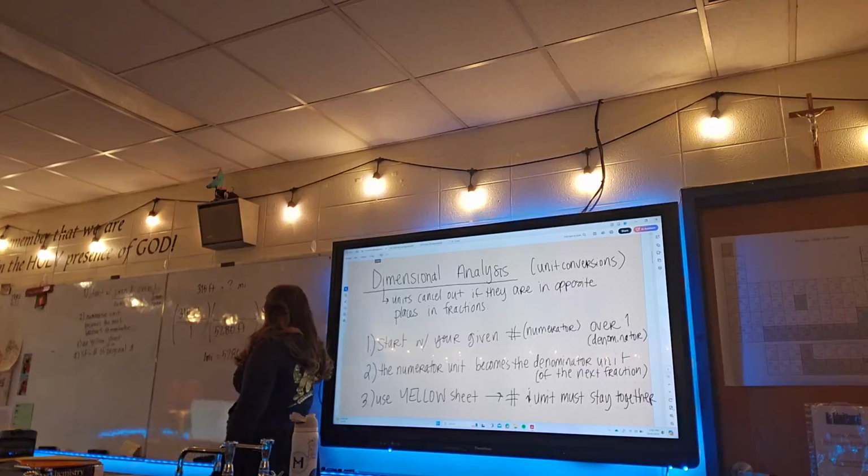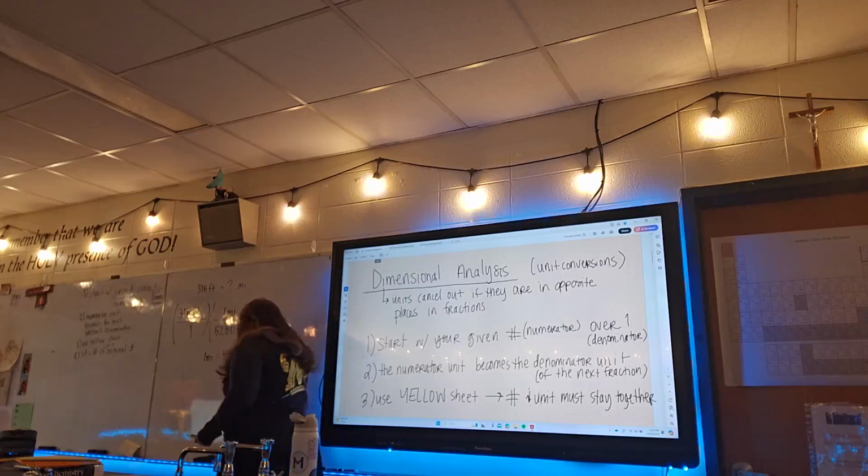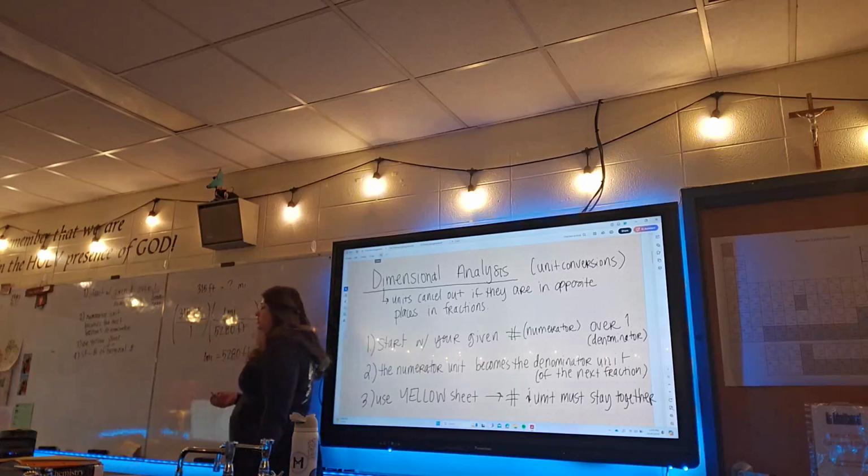So here, we've used the 5280 feet as our denominator. What goes on top of this fraction, though? Mason? 1 mile. Okay, so now we're going to use the dimensional analysis principle that we've been learning about. If the units are on opposite sides of a fraction, they cancel out. So then what are you left with? You're left with miles. Is that the unit you're looking for? It is. So now we can just do the math.